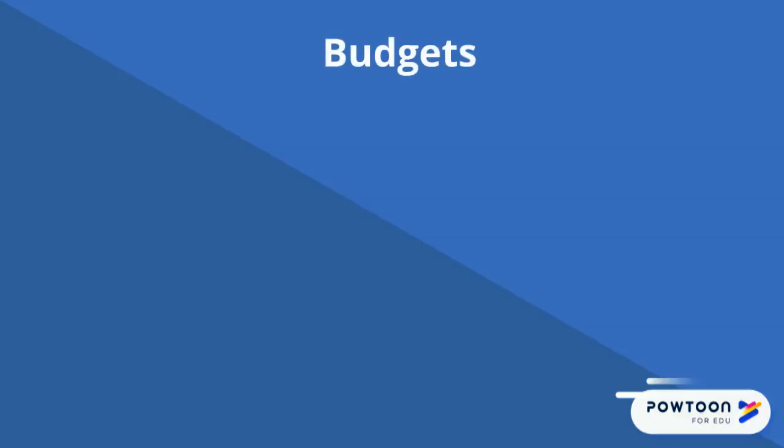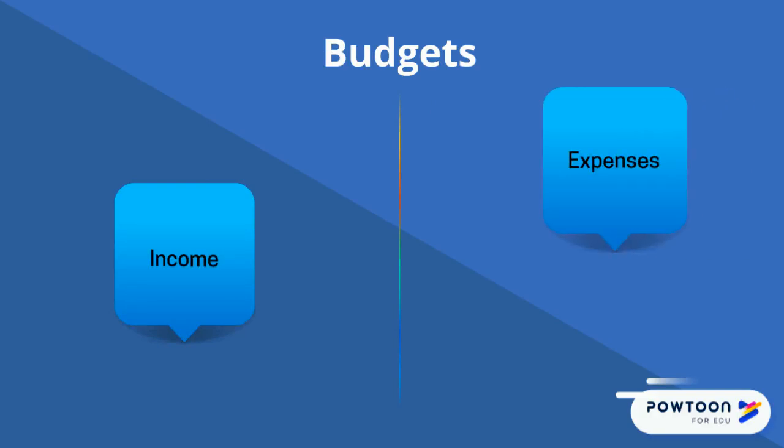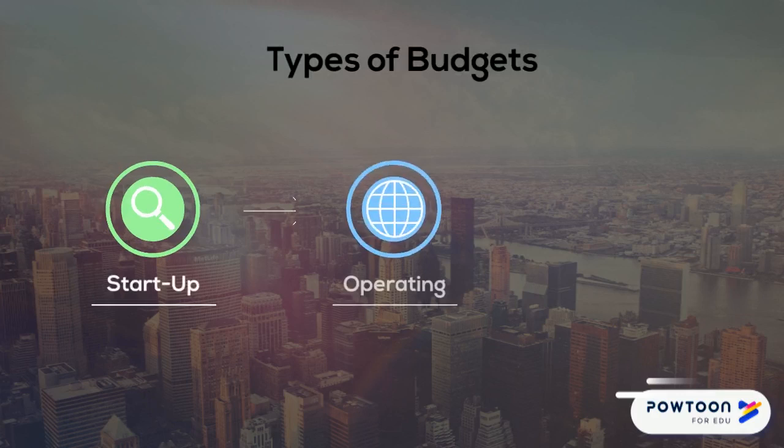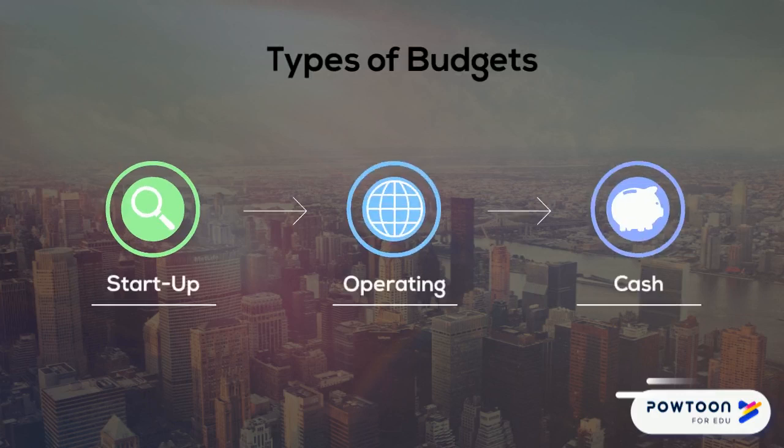A budget gives detailed plans for the financial needs of individuals, families, and businesses. A business budget has two main purposes. The first purpose is to anticipate sources and amounts of income for a business. The second is to predict the types and amounts of expenses for a specific business activity or the entire business itself. There are three main types of budgets: startup, operating, and cash budgets.